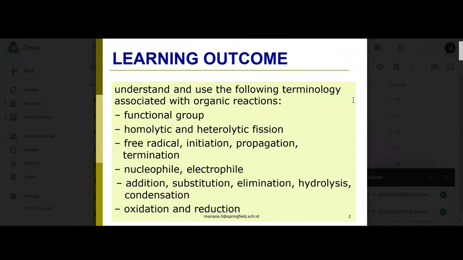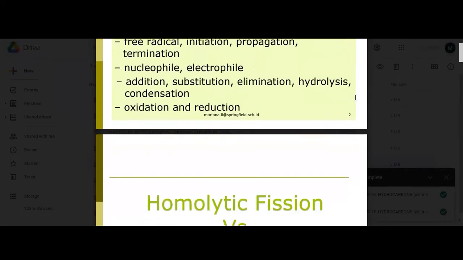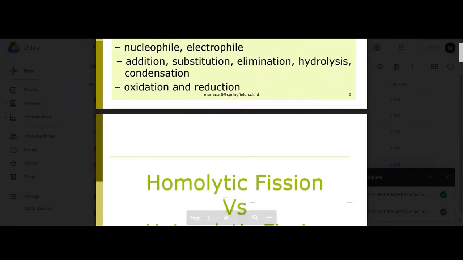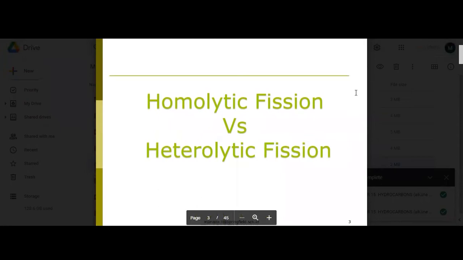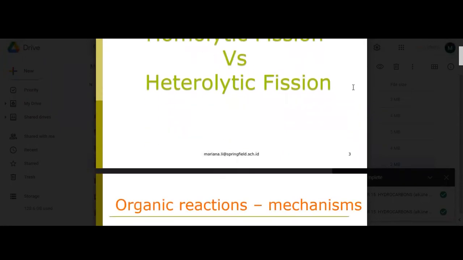Okay, these are the learning outcomes. We will start to learn about homolytic and heterolytic fission, about nucleophile, electrophile, and some organic reactions such as addition, substitution, elimination, hydrolysis, condensation, oxidation, reduction. We will start from homolytic fission and heterolytic fission.